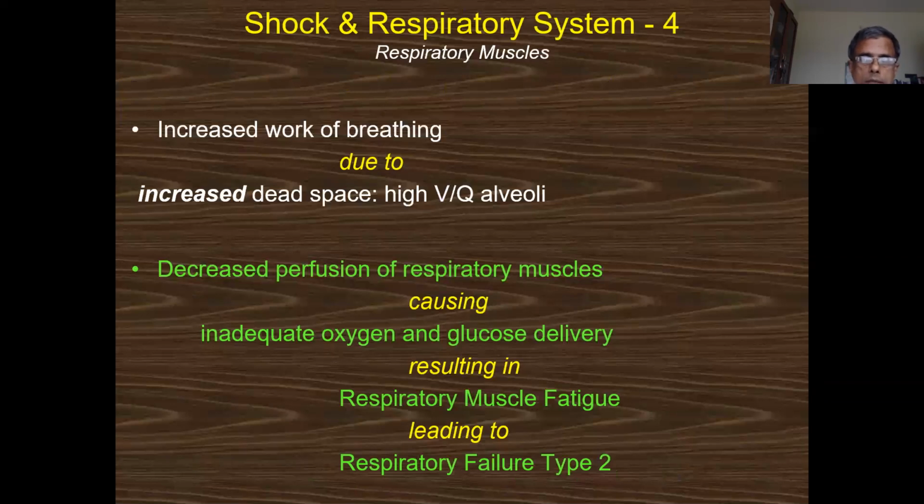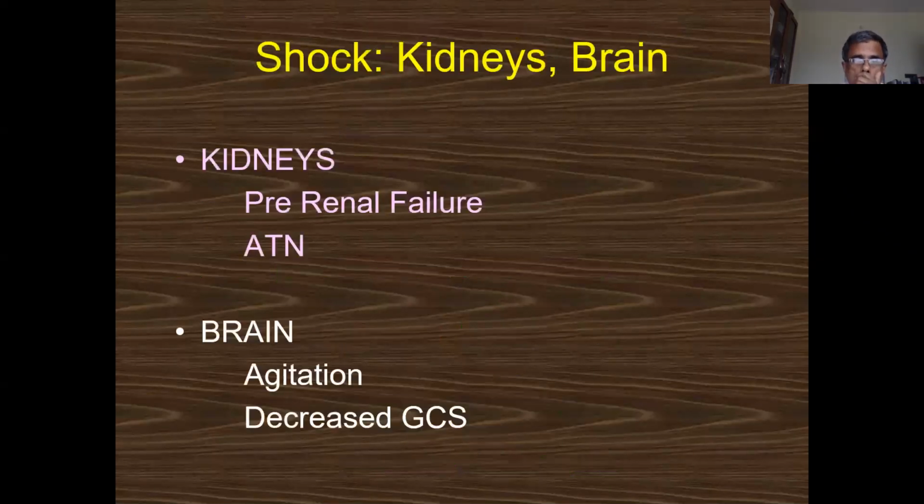In addition to that, you would find decreased perfusion of the respiratory muscles, inadequate oxygen delivery, respiratory muscle fatigue, and leading on to type 2 respiratory failure. So all of this contributes to respiratory failure in a person with shock. Kidneys, of course, can have pre-renal failure or ATN. The brain: the person can be agitated initially because of hypoxia, or then can become obtunded.